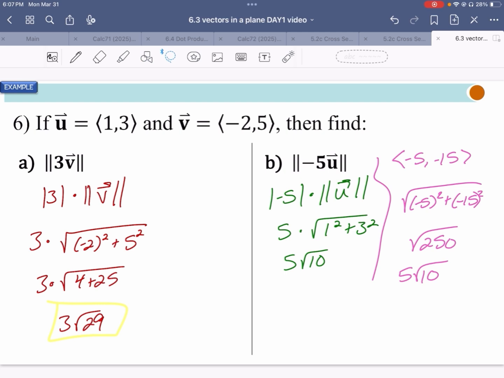So I would recommend that you go ahead and take the scalar out and do the absolute value of it, because then you don't have to worry about reducing your radical. This doesn't mean that you will never have to simplify your radical, but if you did have to simplify your radical, it would be a smaller number to deal with compared to something larger like 250.